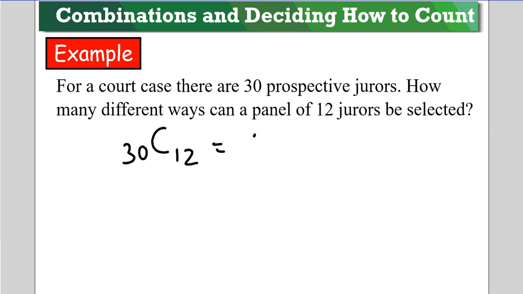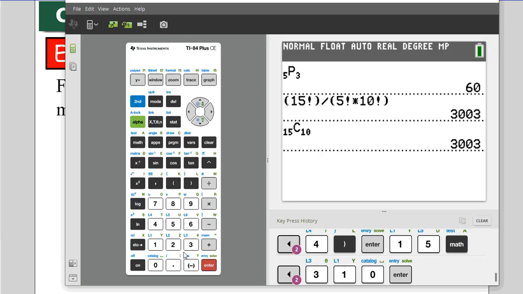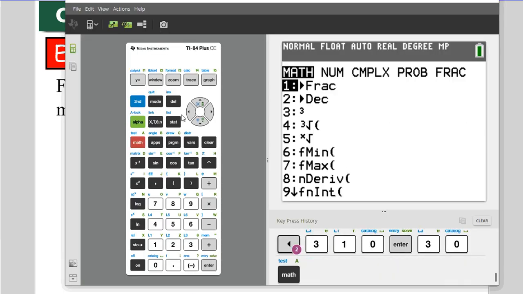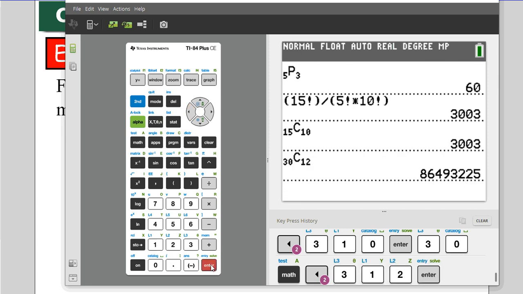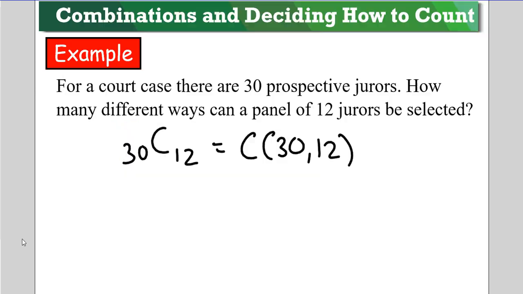You can also write this as the following. It's the same thing. It's just a different notation. So I go to the calculator, say 30 in the jury pool. 12 are going to be selected. Order is not important because just being selected is important. So still there's a lot. 8649.